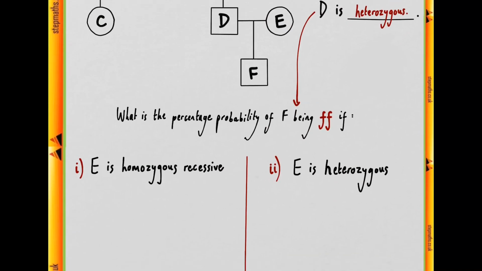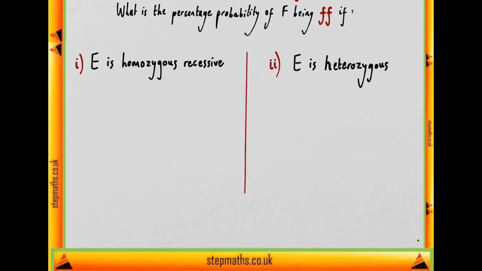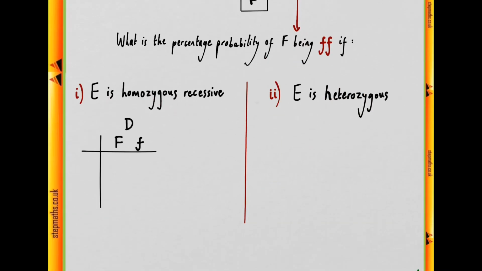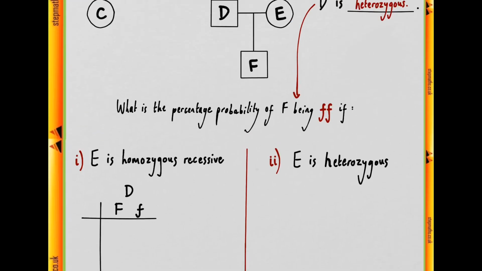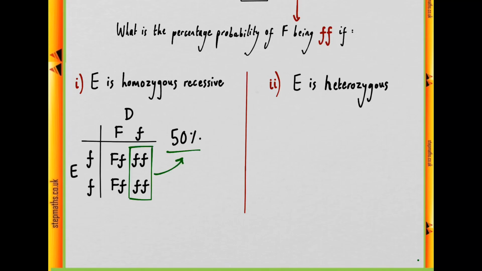Now that we know that D's genotype must be capital F, lowercase f, or heterozygous, we can complete Punnett squares for D and E. So if E is homozygous recessive, we know that D is a heterozygote from here, and we know that E is homozygous recessive, so we'll do this test cross to work out the percentage probability. You can see we have F's matching up here, and a homozygous recessive here, and we have another homozygous recessive and another heterozygote. So looking at these, we can say there's a 50% chance that the individual will be homozygous recessive, as 50% of our genotypes are lowercase f.